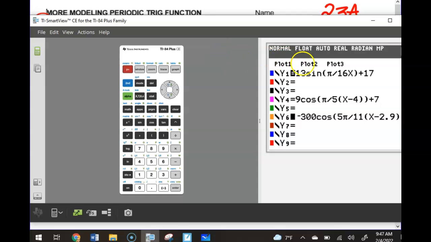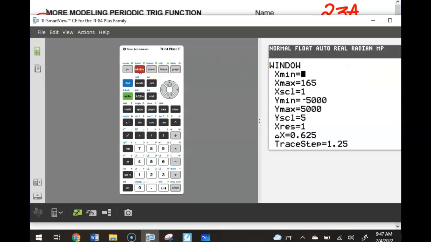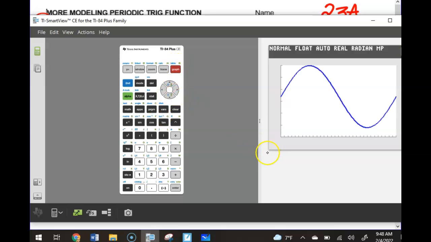Okay. So 13 sine pi over 16x. You can put extra parentheses around the x if you want. Just make sure you've closed all your parentheses before you put the plus 17. All right, what did we say? 0 to 32 and then 0 to 30 at least. Okay. If you get a straight line ever when you're doing these, it's most likely because you are in degrees, okay?